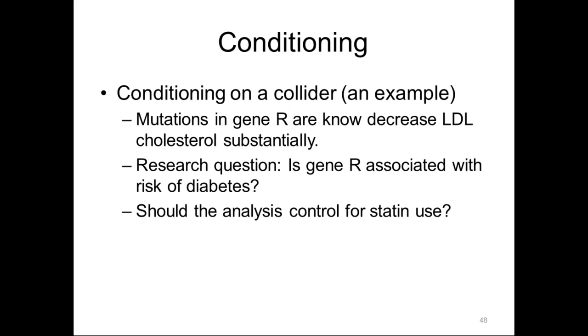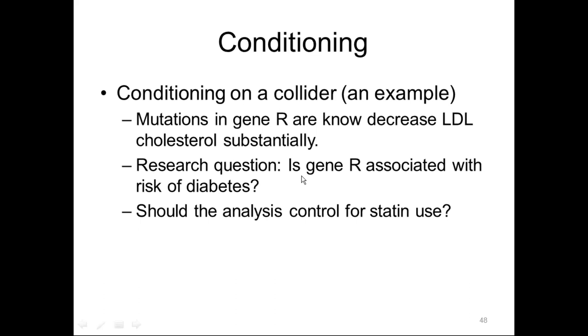With a more relevant example, conditioning on a collider. Okay, so this is roughly based on PCSK9 variants. PCSK9 is a gene that produces a protein that helps to regulate cholesterol. So there are variants in PCSK9 that result in much lower cholesterol.